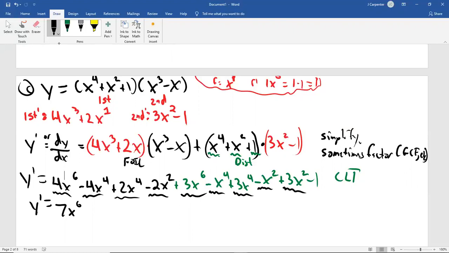And we're done with everything except the minus 1, so here's the minus 1, bring it down, there's nothing to combine, so that's our derivative. dy dx, or y prime, however you want to write it, is 7x to the 6th minus 1.